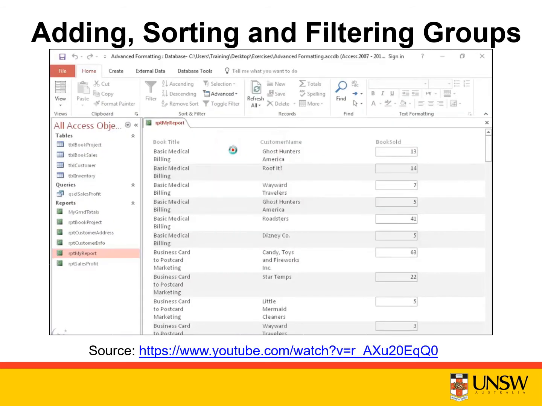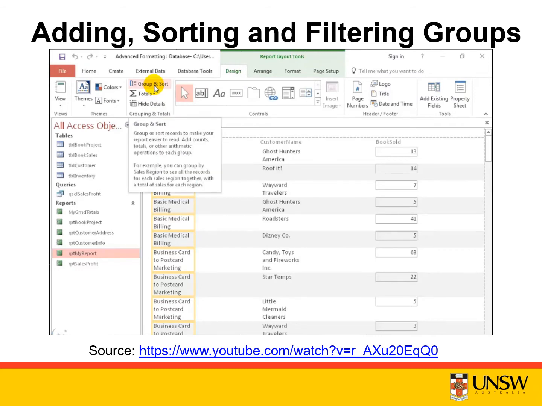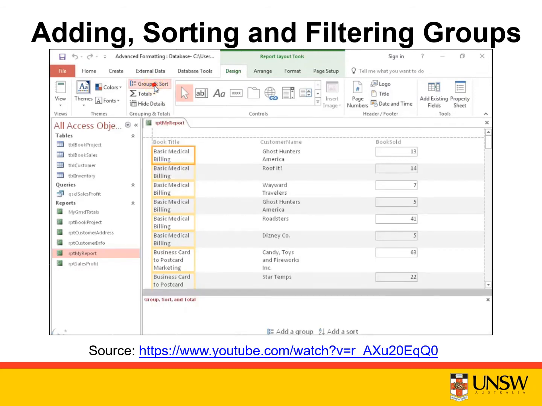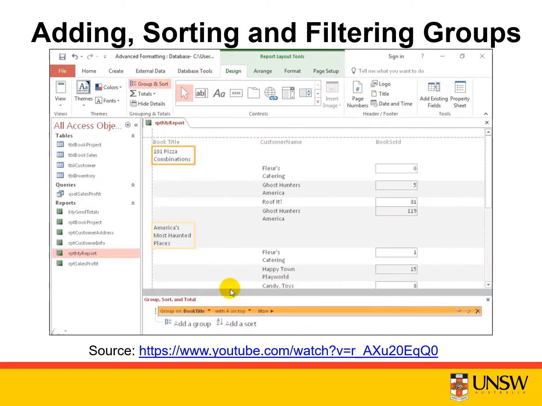Let's go to the Layout view, and to do that group thing, come up here on the Design tab, go to the Grouping and Totals group, and click on, there you go, Group and Sort. So not only when you click on it does it give you down below in the task pane the option to add a group, but also sort. So to go ahead and group everything by the title here, to eliminate the duplicates, go ahead and click on Add Group, and select that field, Book Title, and boom, does a couple of things.